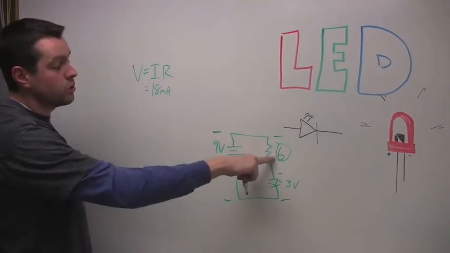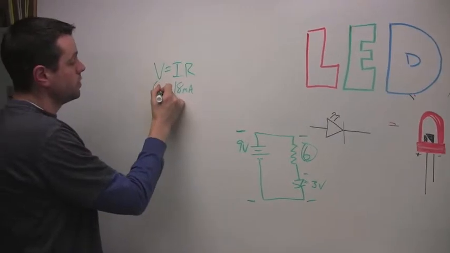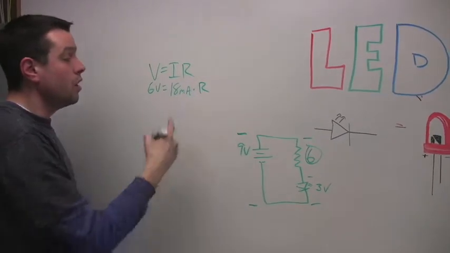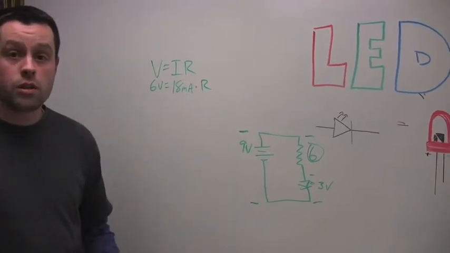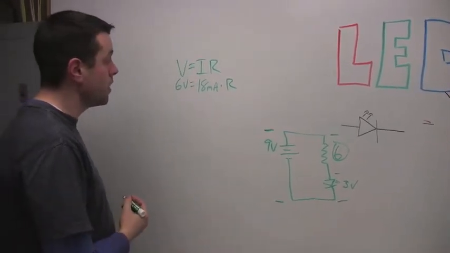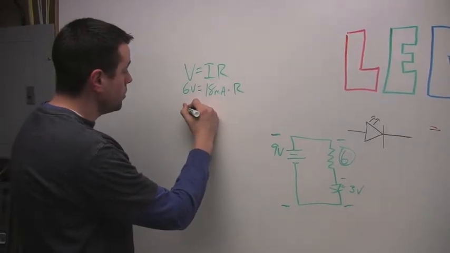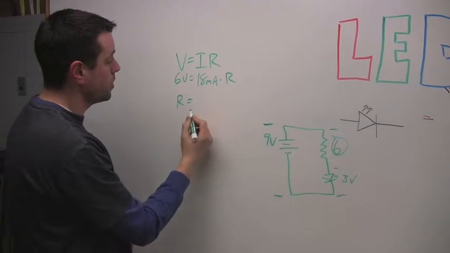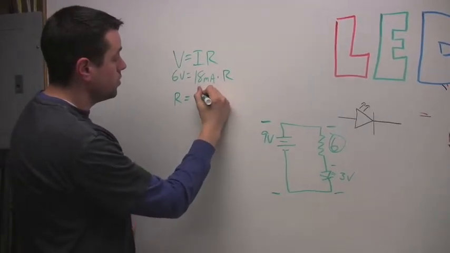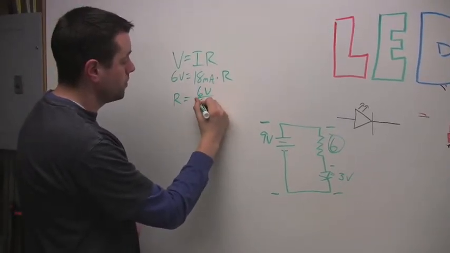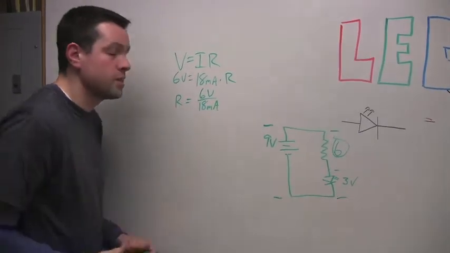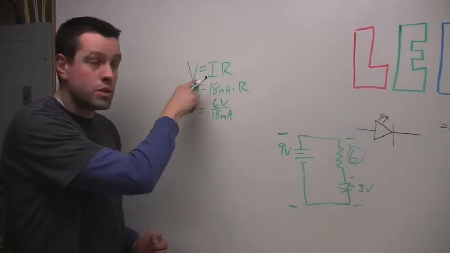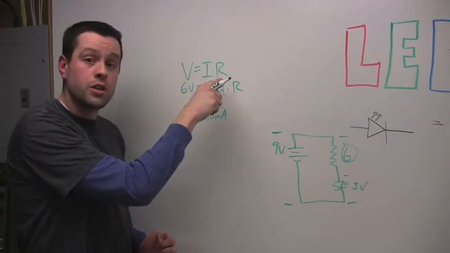So 6 volts is really what we want to plug into our equation here. 6 volts, and then this is times R. All we need to do is solve for R, and we should have the value that we need to put in here. So I'm just going to flip this equation around: R is equal to 6 volts over 18 milliamps. Important thing to remember about Ohm's law: the V is in volts, the I is in amps, the R is in ohms.